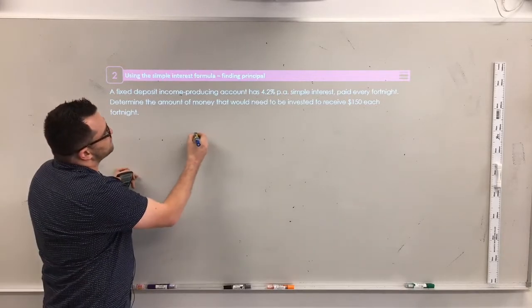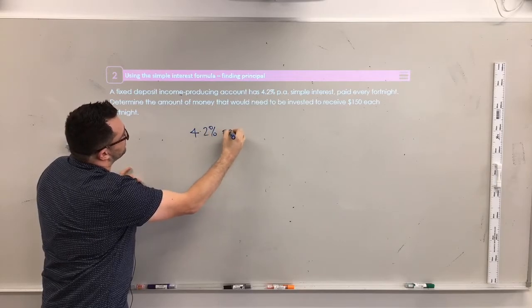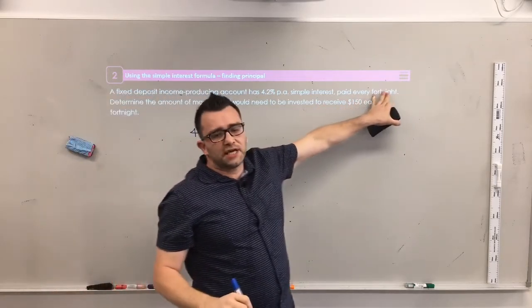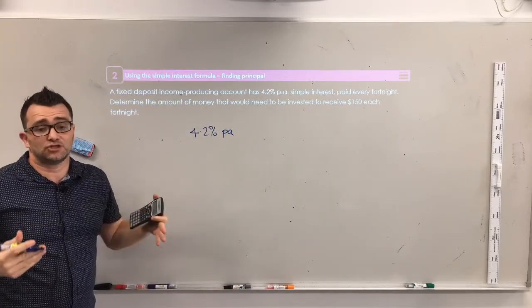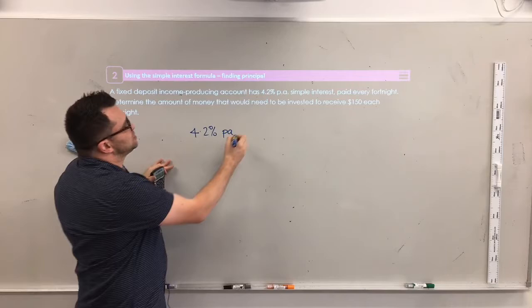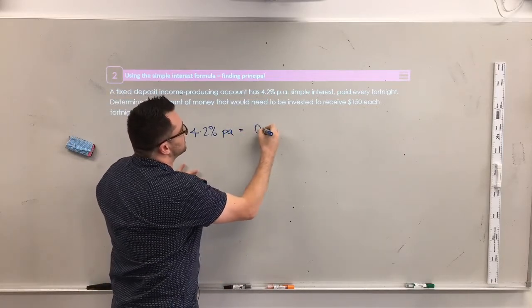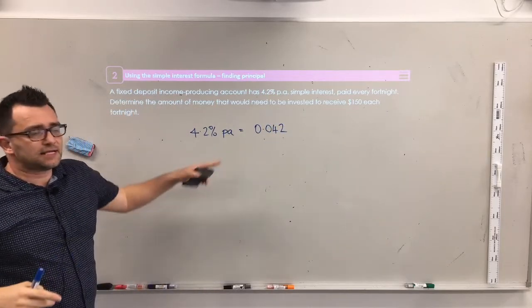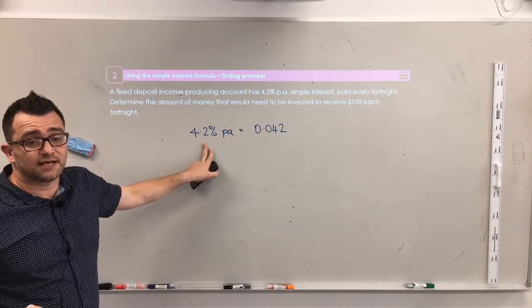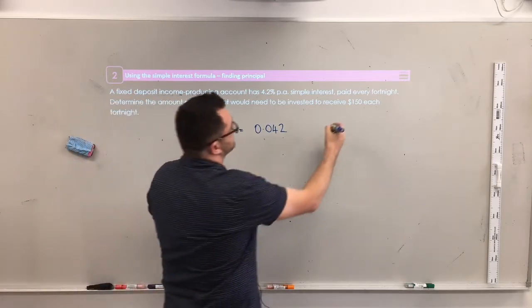So if it is 4.2% PA, given we're working in fortnights, we may need to convert this 4.2% into a fortnightly amount. So let's start with getting this into a decimal. So 4.2% is 0.042, and we need to work out how many fortnights are there in a year. Well, there's 52 weeks in a year.